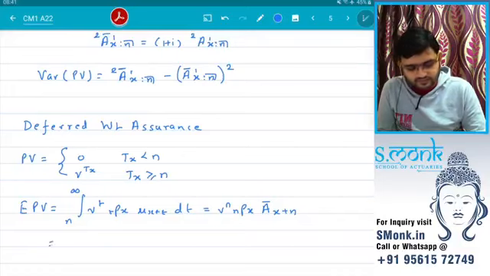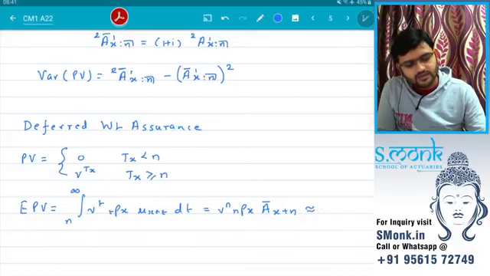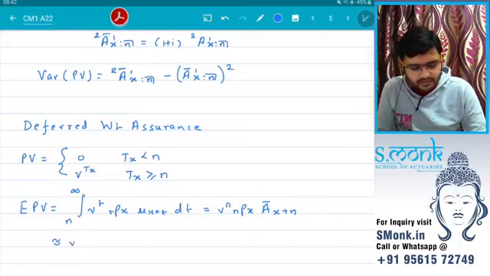That will just be approximately equal to v raised to n plus 0.5. Okay, or I'll write it here, approximately equal to v raised to n plus 0.5, npx, A x plus n.